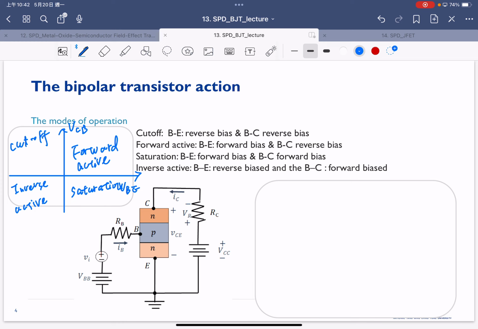So if you look at this, it is a typical operation schematic for the NPN here. Basically we will have the base current here. So you have to understand that the BJT is current driven.